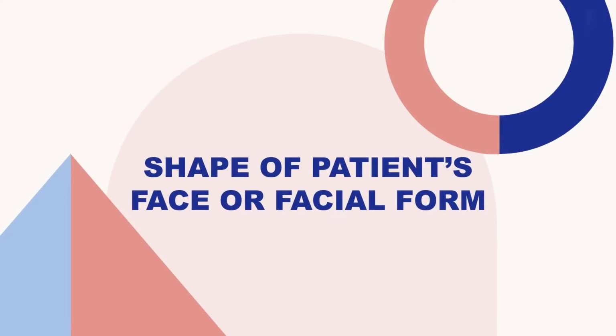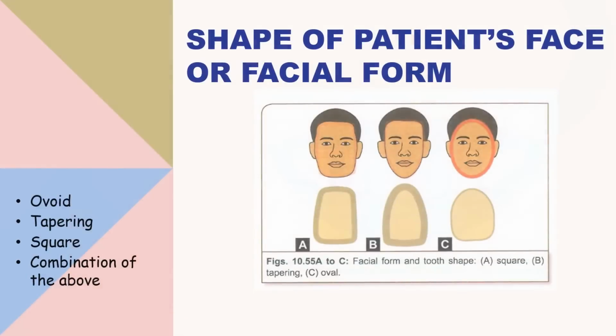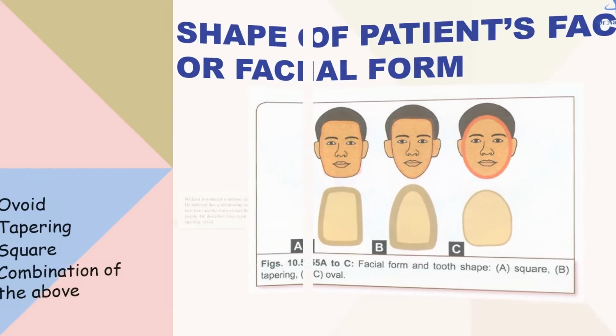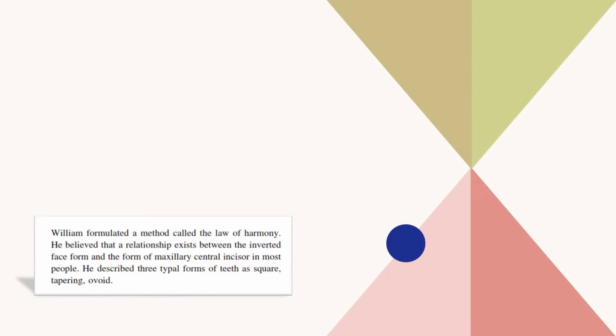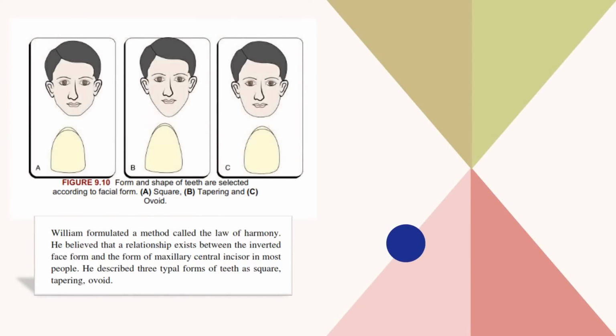So, the shape of the patient's face or facial form. They are ovoid, square, tapering and a combination of the above. So the form of the tooth should conform to the contour of the face as viewed from the front and side, that is the profile. So here this is the square form, this is the tapering and this is the ovoid.